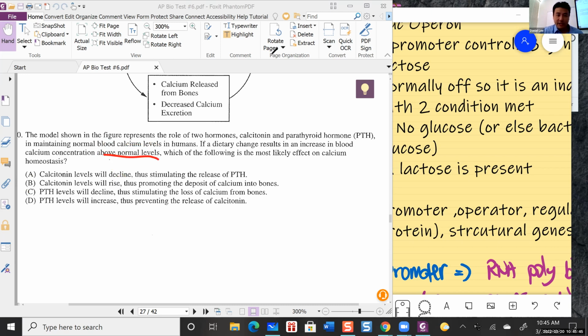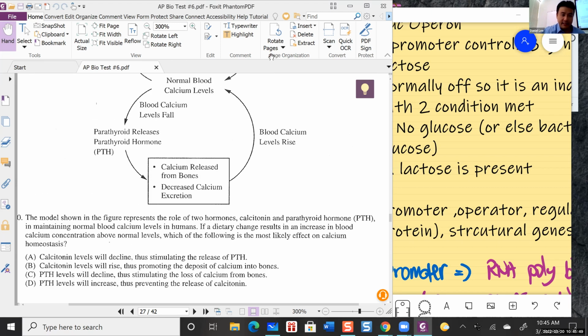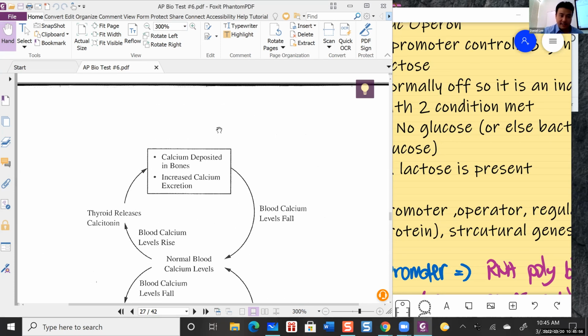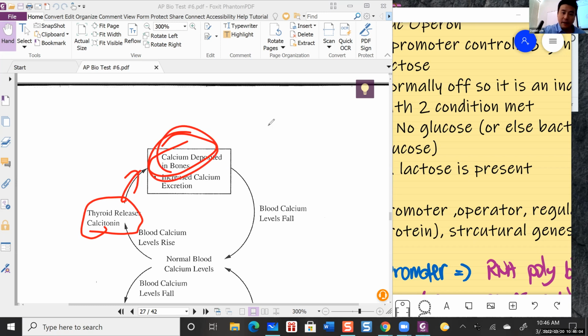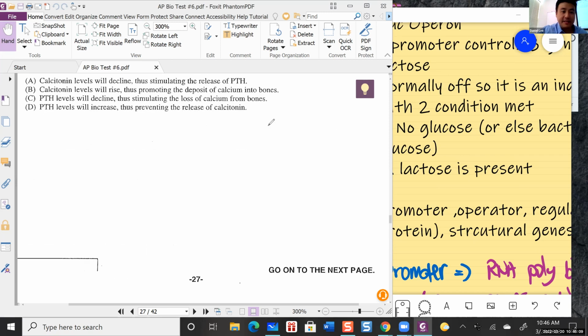So when you have too much calcium, the diagram essentially tells you that you will release calcitonin. And calcitonin lowers blood calcium because in the box it says calcium is deposited into the bones. Okay, so you release calcitonin, which causes calcium deposit in the bones, and that will lower the blood calcium, the desired response. Okay, so B is the answer there.